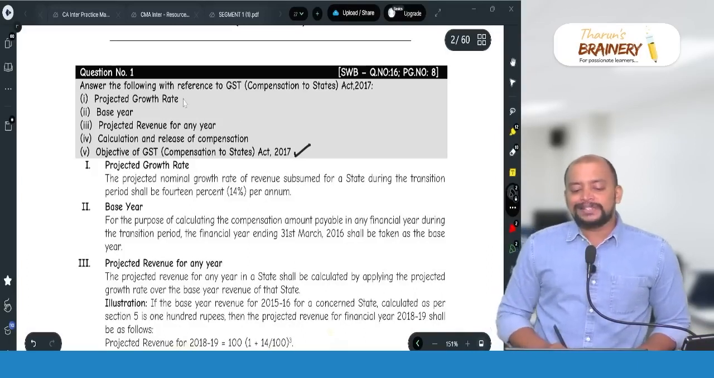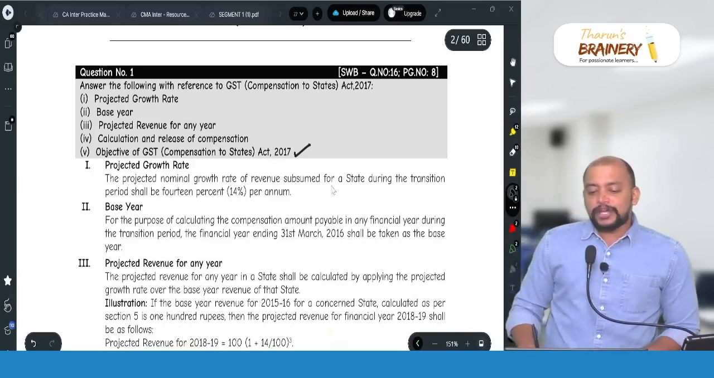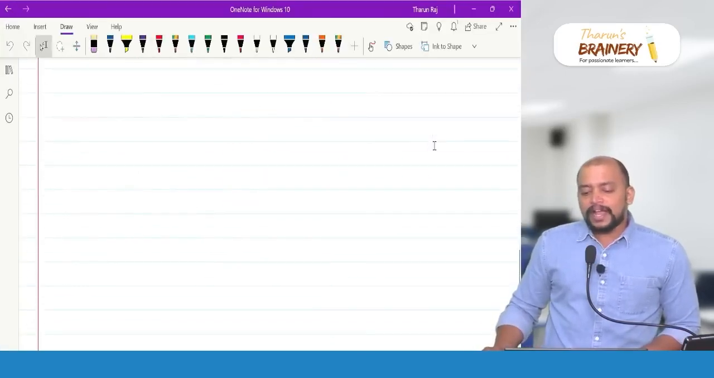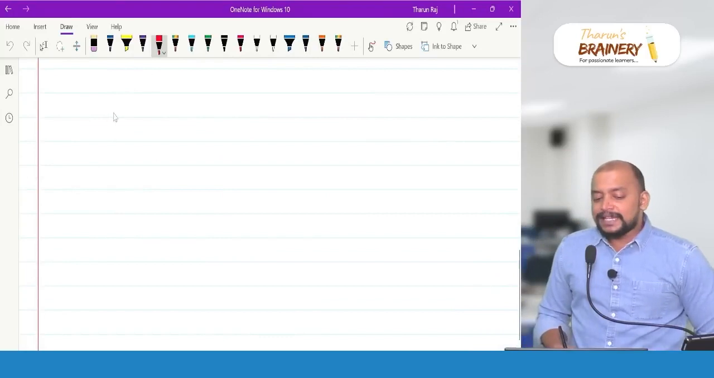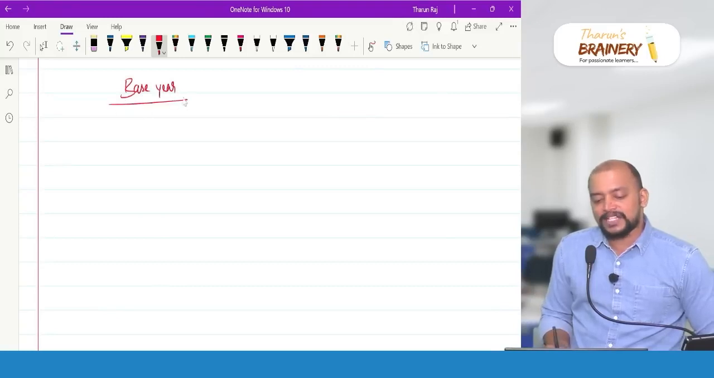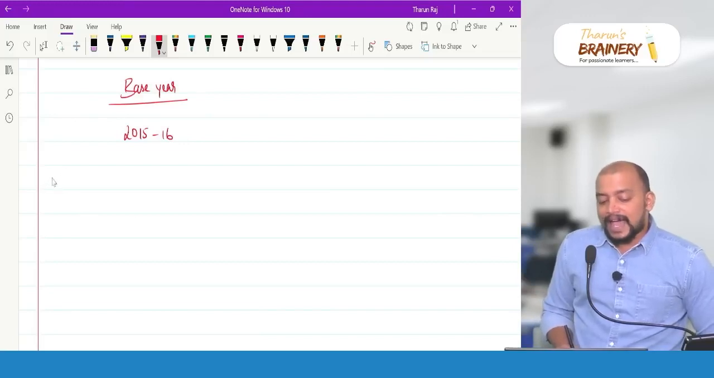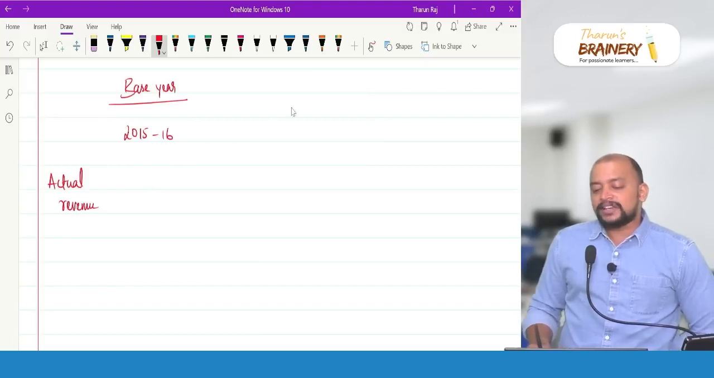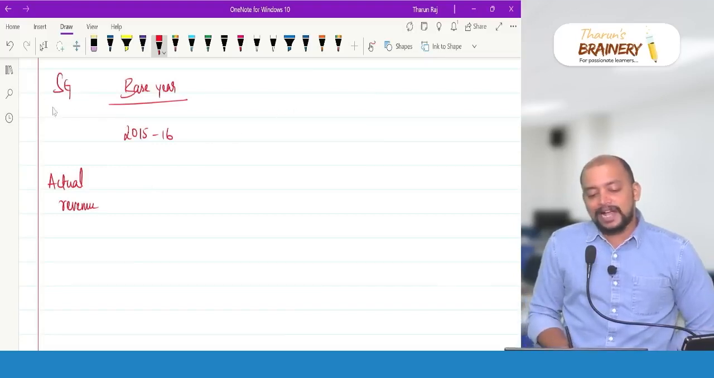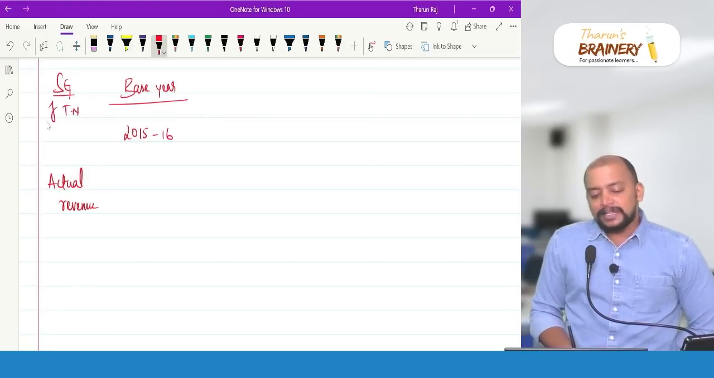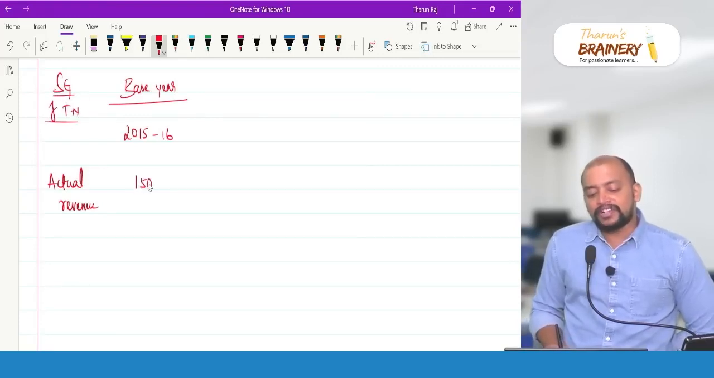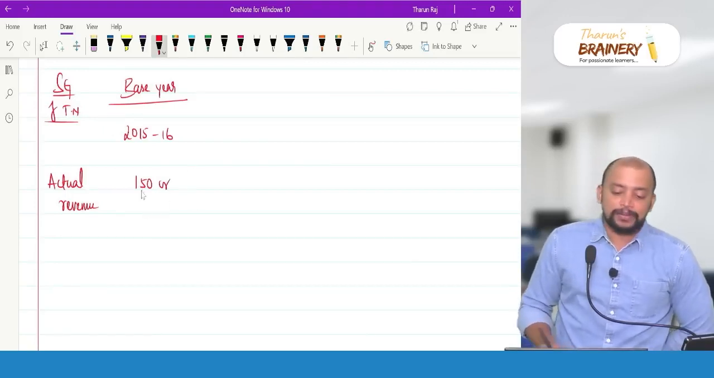Now, how will this compensation be payable? For the purpose of payment of compensation, they do a computation. A base year is taken, and 2015-16 is taken as the base year. For 2015-16 we see what the actual revenue is. For a particular state government, say Tamil Nadu, the base year actual revenue was, for example, 150 crores.